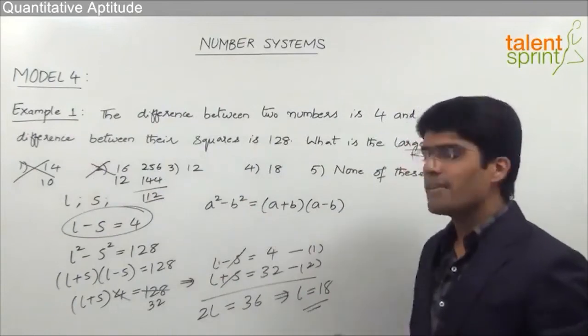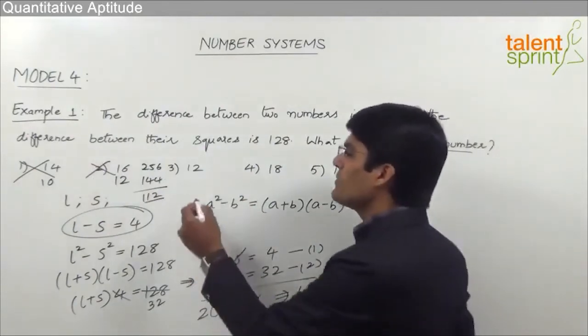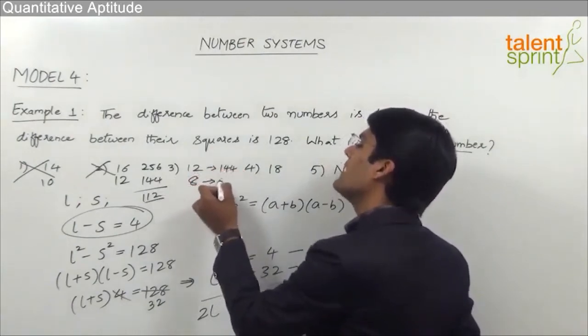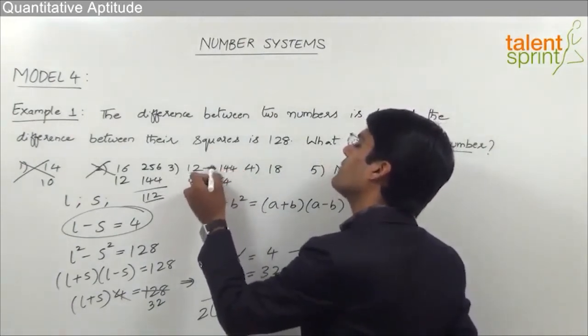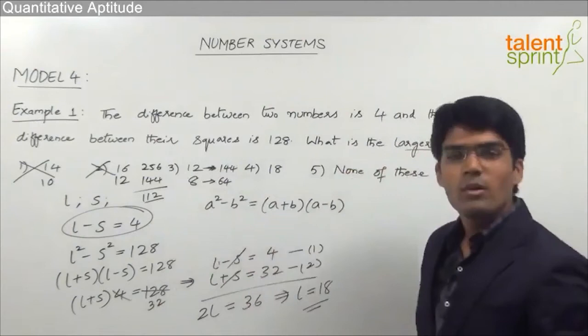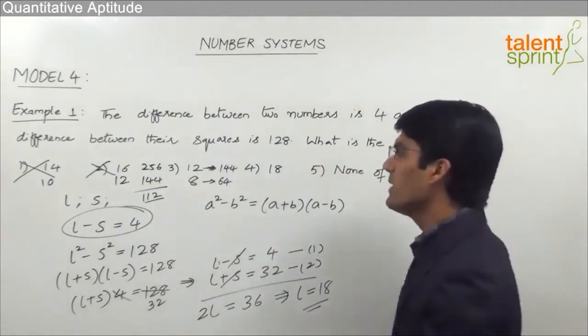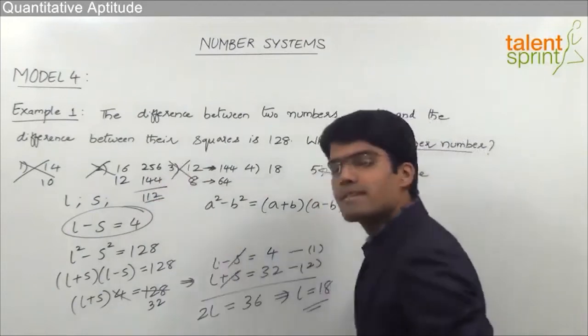Moving on to the third option, if the larger is 12, the smaller has to be 8. 12 squared is 144 and 8 squared is 64. 144 minus 64 will be equal to 80. But the question says the difference should be 128. So even the third option gets cancelled.